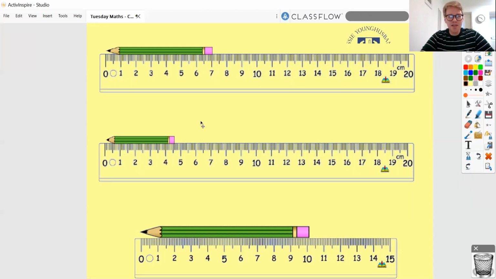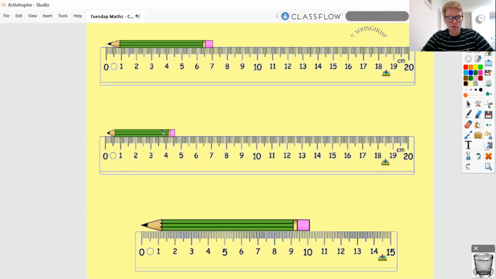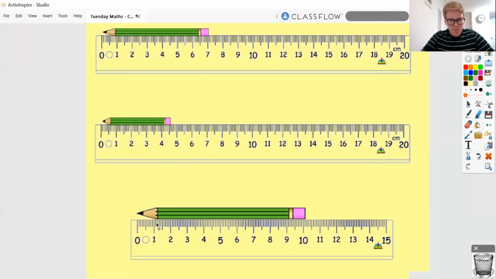Now, that's not something we spent too much time talking about really this year, but I guess one or two of you might already be thinking about that. And you can see this bottom one here as well. We've lined it up with 0. It goes up to 10. So that's pretty much spot on 10 centimeters, isn't it?